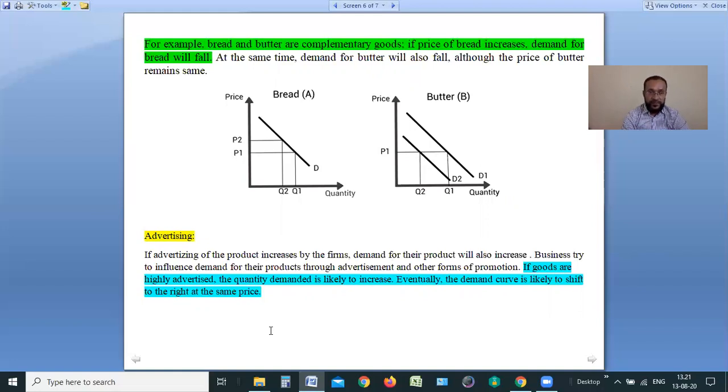Now come to advertisement. If advertising of the product increases by the firms, demand for their product will also increase because businesses try to influence demand for their products through advertisement and other forms of promotion. This means that if goods are highly advertised, the quantity demanded is likely to increase. Eventually, the demand curve is likely to shift to the right at the same price. So more advertisement means more promotion means more sales, more demand. So at the same price, demand will increase and the demand curve will shift to the right.